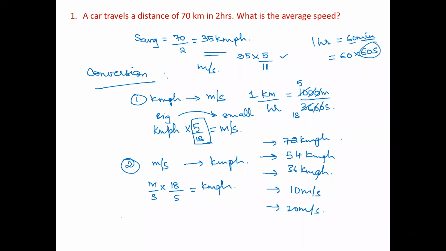All right. Let's see the answer. 72 kilometer per hour in meter per second is 20 meters per second. Next. 15 meter per second. Next one is 10 meter per second.